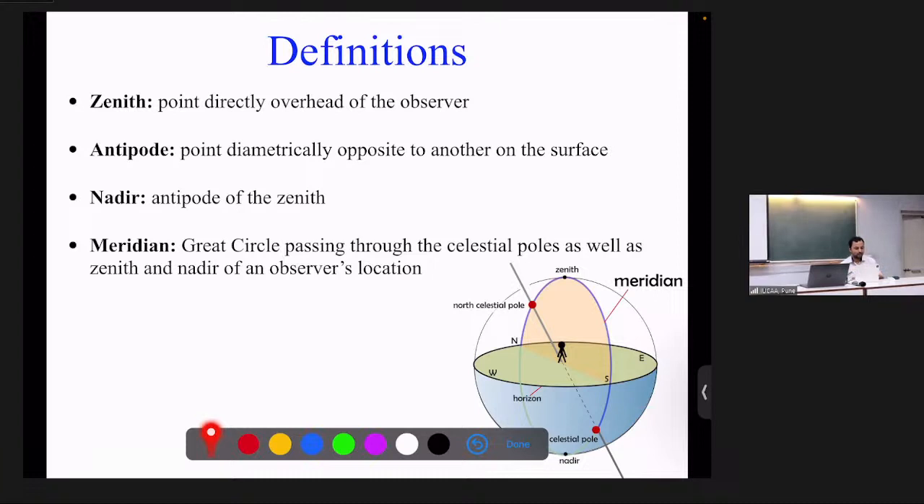Fine. So meridian is the great circle passing through the pole as well as the zenith. Now you have a constraint, so this has to be something like this. That's what you are seeing here. So this circle you are seeing is passing through the pole as well as the zenith. This is called meridian. Understood? Okay?